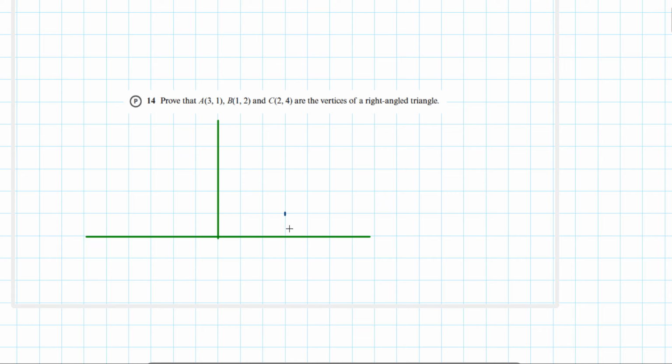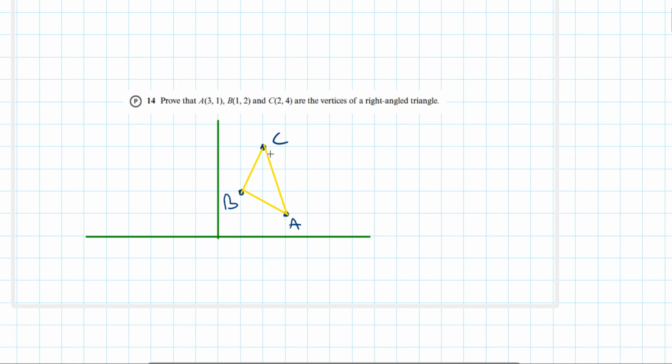So your first point here, A, is going to be at this point here. The next point, B, so 1 and 2, is going to be here. And C is going to be 2 and 4, 1, 2, 3, 4, so it's going to be here. So this is essentially your triangle, and you want to show that the vertices are a right angled triangle.